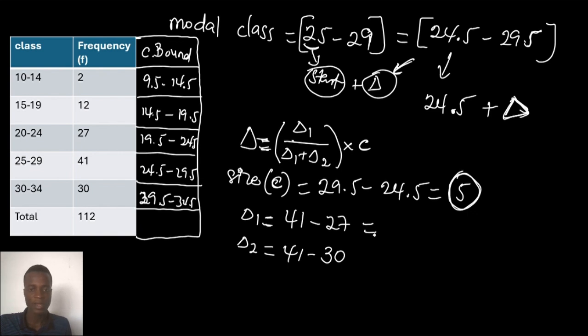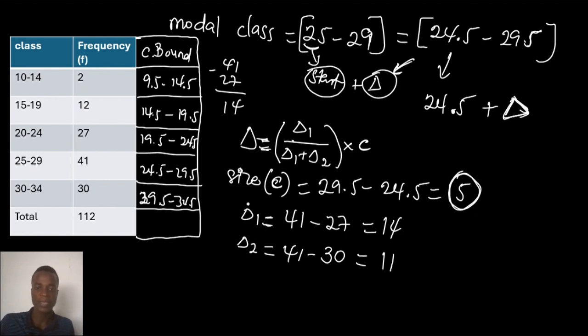So 41 minus 27, right? Let me see. 41 minus 27. If you do this difference, we are going to have 14. Now if you do this difference, 41 minus 30, definitely we are going to get 11. So basically this is what we have for our change 1 and change 2.